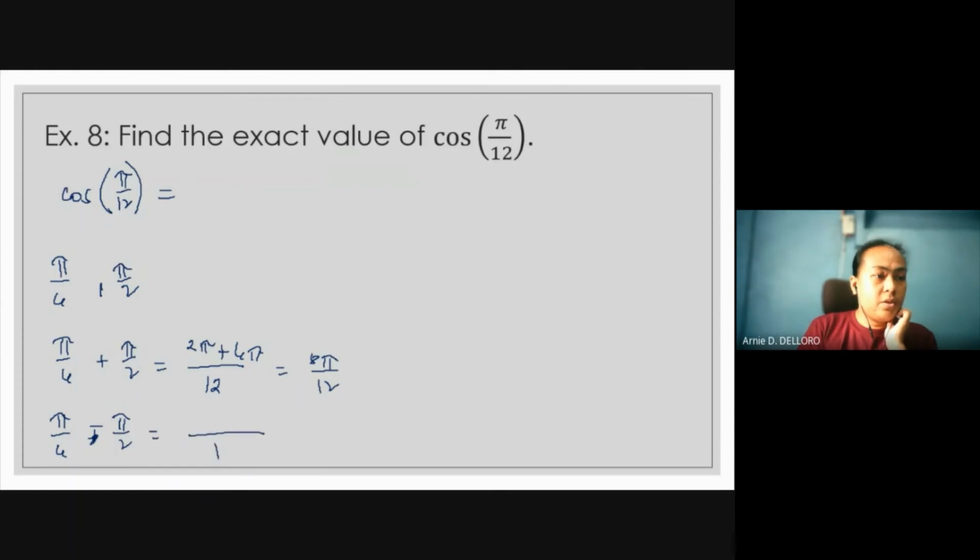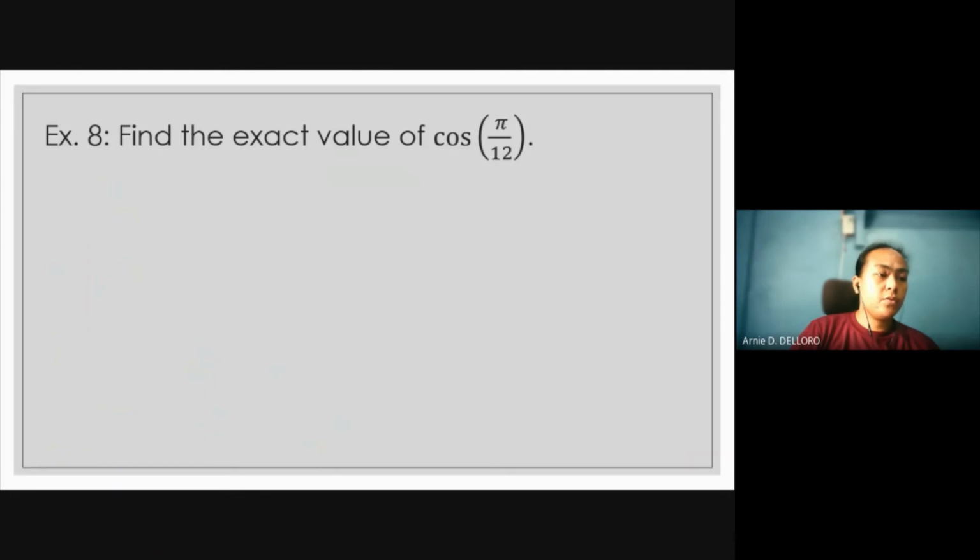So this will be 12. So 2 pi minus 6 pi, so negative 4 over 12. So hindi pa din. Okay? Kasi ang dapat makuha natin sagot, pi over 12. Okay? So hindi pwede yung pi over 6 at pi over 2. Sige, mag-isip pa tayo ng iba.